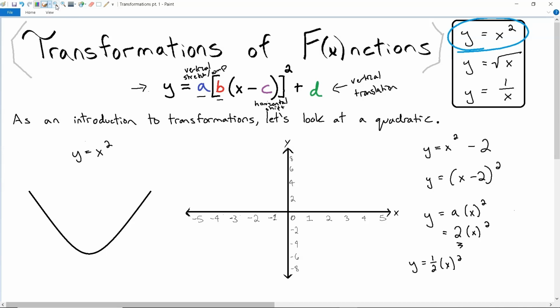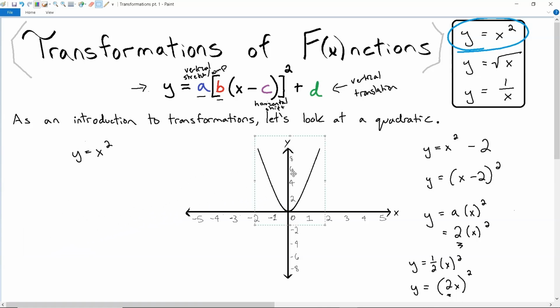Finally, let's look at a b value. So let's write, for example, y equals (2x) squared. So now our value is inside the brackets, meaning we have a b value. And this too will be a stretch or compression, but in the horizontal direction. And even though we have a value greater than 1, this is actually going to be a compression by a factor of 1 over 2. And that will look like that.